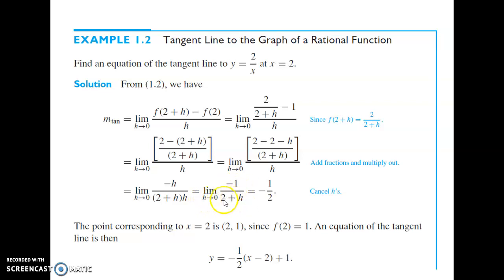So here we have a denominator. I put h is equal to 0. The denominator is not 0. So I directly substitute, minus 1 by 2 is the slope of the tangent line to this graph at this point. So I put x is equal to 2 here. I will get 1. Then your point is (2, 1). So the equation of the tangent line is y equal to slope times (x minus 2), that is a, and this is f(a). So this is the equation of the tangent line.